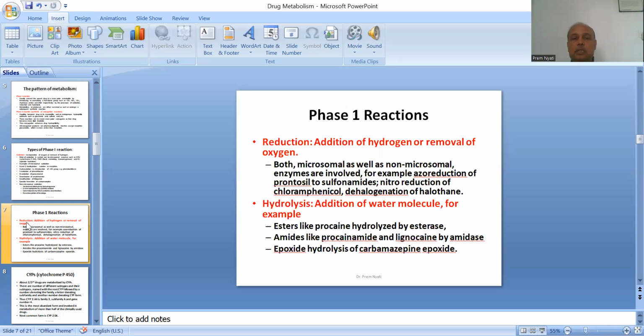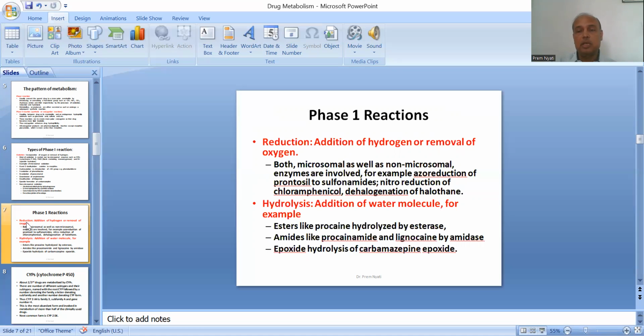Another phase 1 reaction is the reduction, where there is addition of hydrogen or removal of oxygen. Both microsomal as well as non-microsomal enzymes are involved. For example, azo reduction of prontosil to sulfonamides, nitro reduction of chloramphenicol, dehalogenation of halothane.